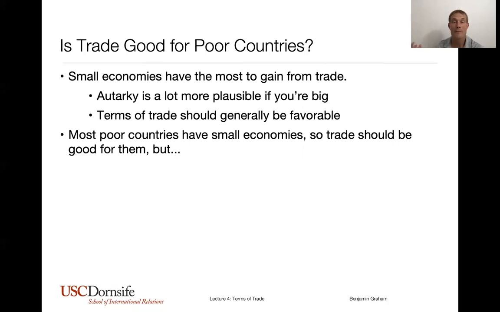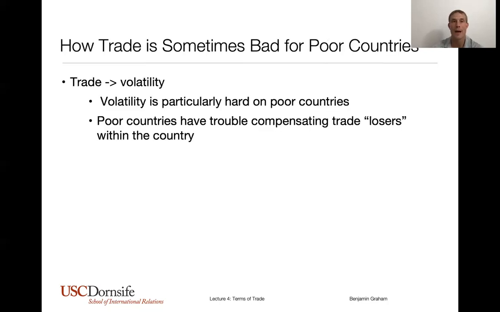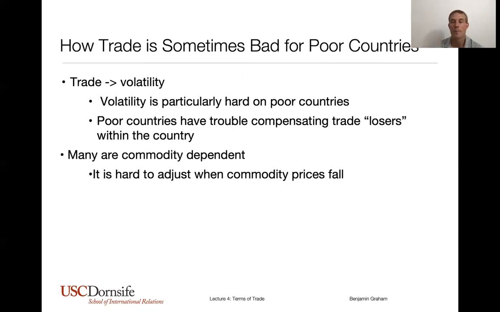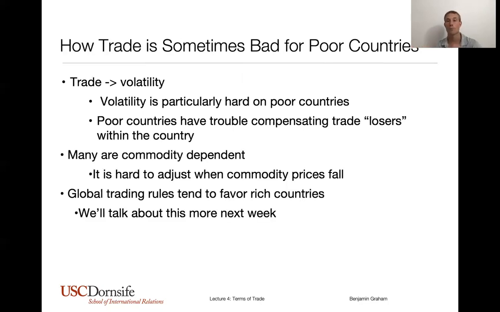Most poor countries have small economies because even if your population is large, when you're really poor, the total size of your economy isn't that big, right? So in general, if we just take these toy economic models, trade should be really very good for poor countries. But there's a couple of reasons why it can end up being a mixed bag, right? Volatility is a big one, and then global trading rules are the other, right? So we'll talk about both of these.